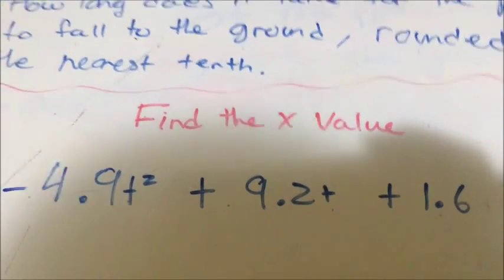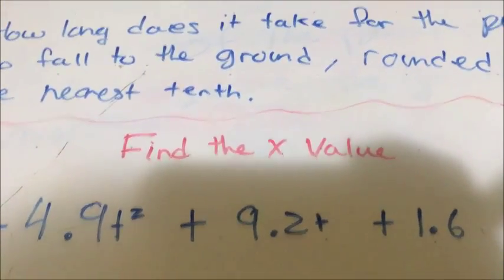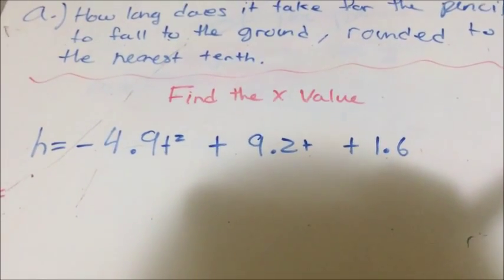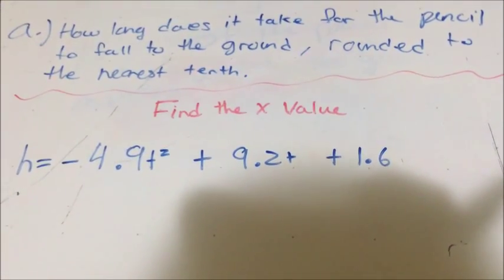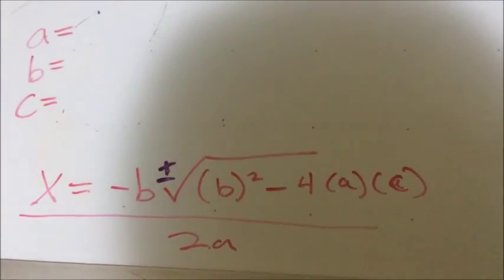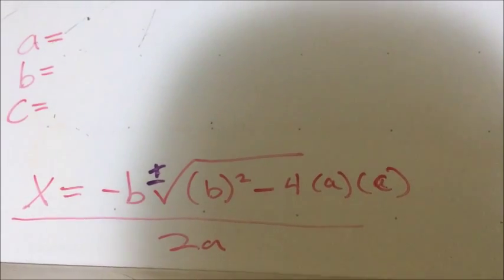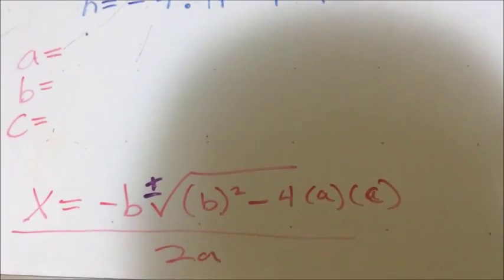All we have to do to solve this equation is find the x value. To do this, we have to sub in h equals -4.9 t squared plus 9.2 t plus 1.6 into x equals -b plus or minus the square root of b squared minus 4ac, divided by 2a.